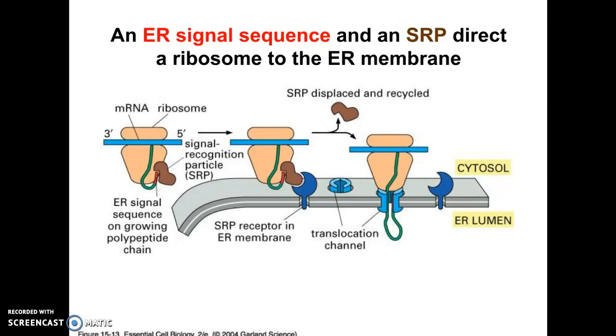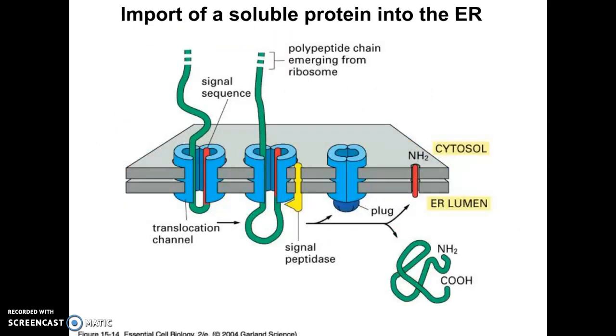It starts up again, and so now you've got the growing polypeptide chain going into the lumen of the ER, and it's going to continue going into the lumen of the ER until it's completed, at which time another protein, the signal peptidase, will come and cut off the signal sequence. So the signal peptidase cuts off the portion that is bound to the inside of the channel.